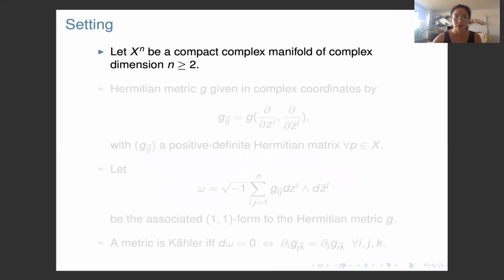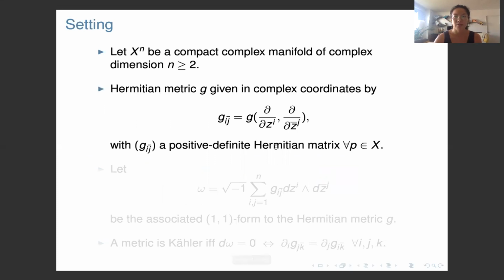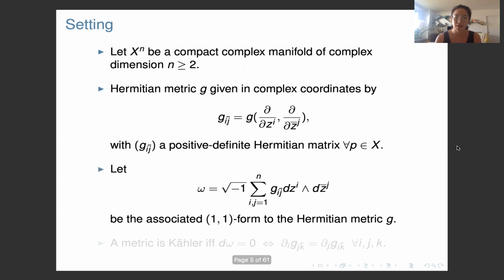So the setting here now is we're going to be working in the complex case since we are working with the Kähler-Ricci flow and Kähler manifolds. First we'll define X^n to be a compact complex manifold of complex dimension n at least 2. Then we can write our Hermitian metric in local coordinates as g_{i j̄}, where g_{i j̄} is a positive definite Hermitian matrix for all points on X. Associated to g, we have this (1,1)-form omega, defined as the sum of g_{i j̄} dz_i ∧ dz̄_j. In parts of this talk, I will also refer to both omega and g as a Hermitian metric, so I might use this term interchangeably.